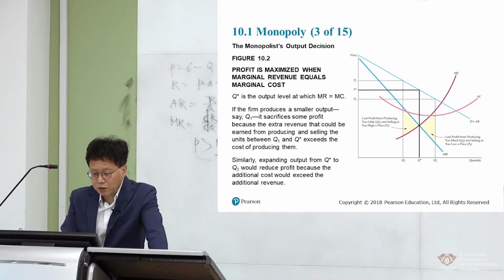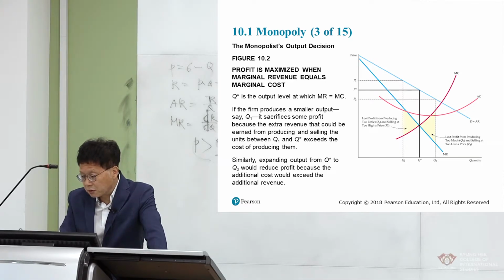Profit is maximized when marginal revenue equals marginal cost. In this example, we have the average revenue curve, marginal revenue curve, and marginal cost curve. So the firm produces Q star to maximize profit, where the marginal cost curve is equal to marginal revenue at this point, and charges a price.